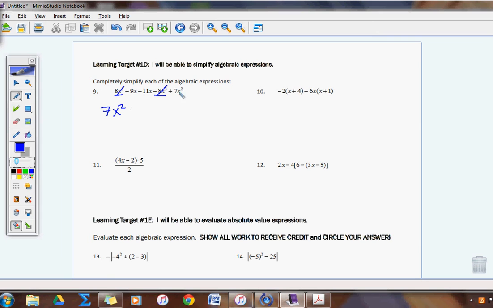So 7x squared is taken care of, and then you can see I have same variables right here. I have positive 9 of them. I have negative 11 of them. Don't add 11 to both of these. This is not an equation. Just say, I got 9, I take away 11. Oh, that's negative 2. So I have negative 2 x's. And that's it. Final answer right there. Okay, over here I can't combine yet.